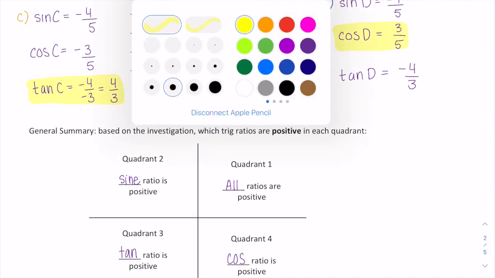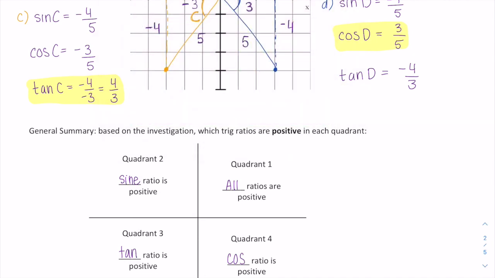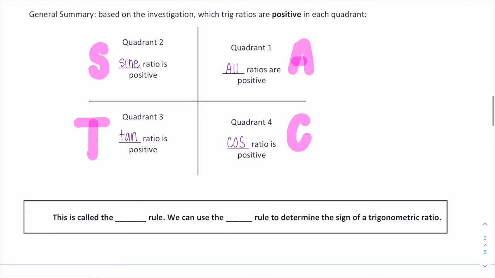Now we have a little acronym to help us remember that, and it is called the CAST rule. I start here. I have C for cosine, A for all, S for sine, and T for tan. So that is our CAST rule to help you remember where my angles are positive in different quadrants. Again, we use our CAST rule to determine the sign of our trigonometric ratios.